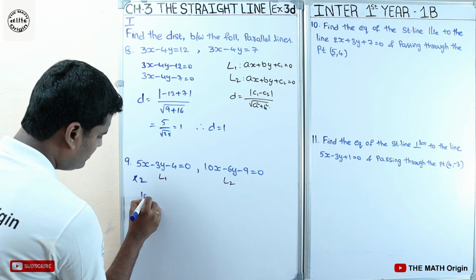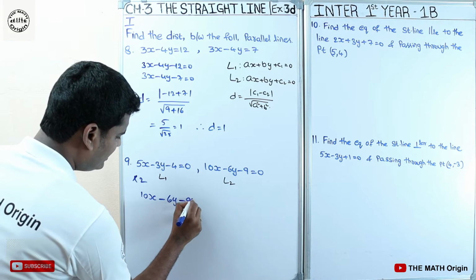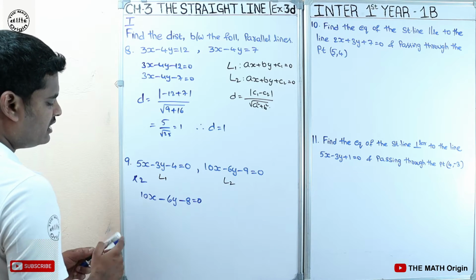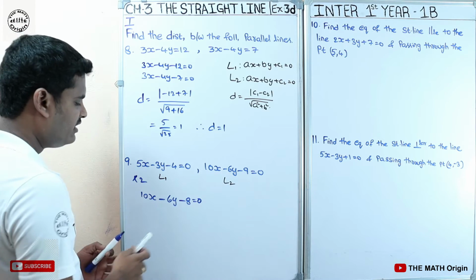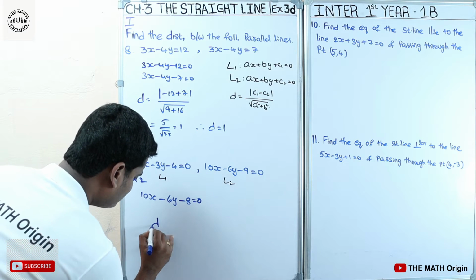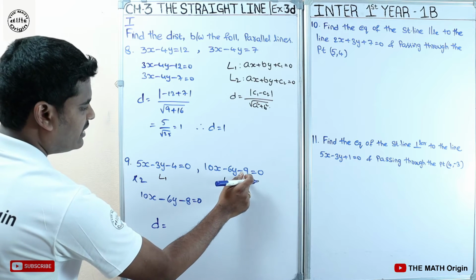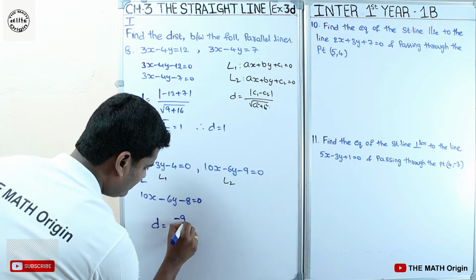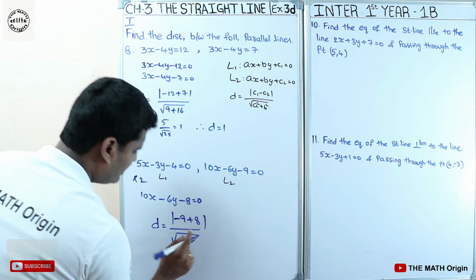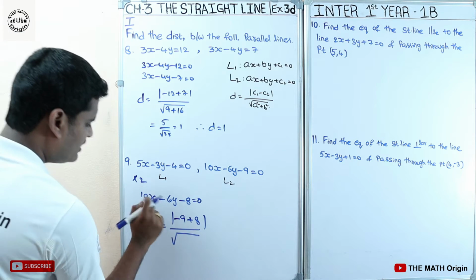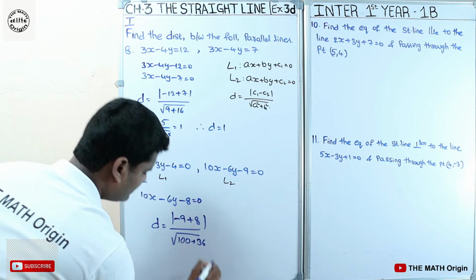So then it will be 10x minus 6y minus 8 equals to 0. Okay, now it is in the 10x minus 6y format, the ax by terms are the same. Therefore distance equals to modulus of c1 minus c2, that is minus 9 minus of minus 8, by root of a square plus b square. A square is 10 square, means 100, plus 6 square, 36.